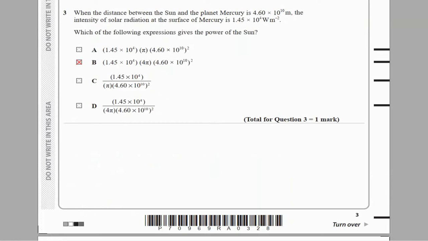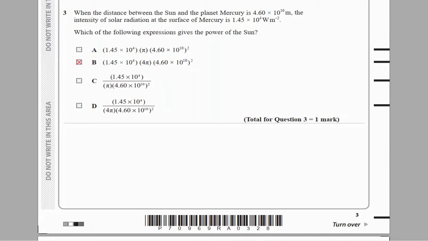Question 3 says, when the distance between Sun and the planet Mercury is 4.6 times 10 to the power 10, the intensity of solar radiation at the surface of Mercury is, the value is given. Which of the following expressions gives the power of the Sun? So answer is B, of course, and let me show you why the answer is B.